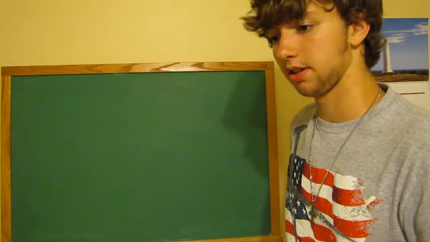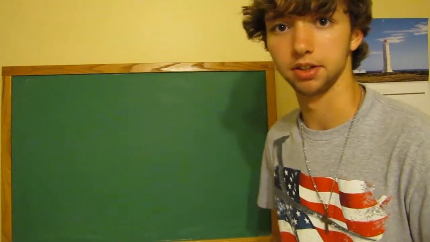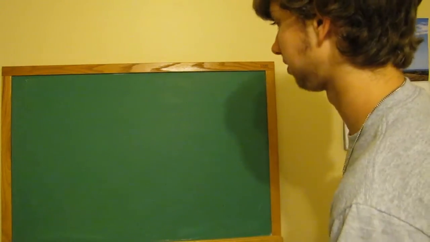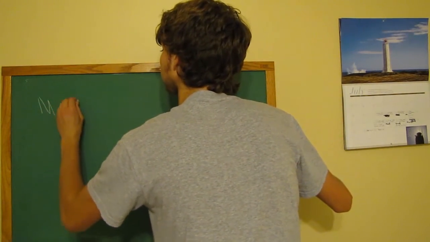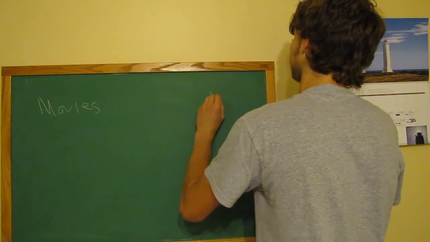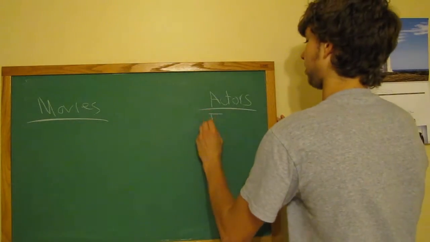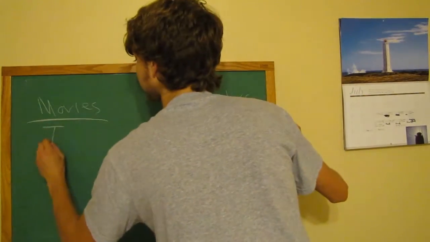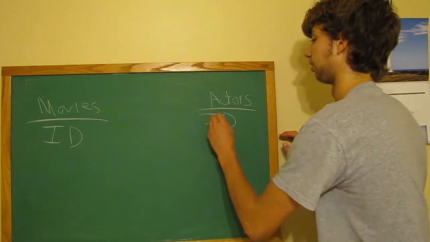So the way to fix this is, if you think about it, movies and actors is a many-to-many relationship, because a movie can have more than 1 actor and an actor can be in more than 1 movie. So either one is many-to-many, and you do not want a many-to-many relationship in your database. So the proper way to do this is movies over here and actors over here. And each one is assigned a primary key, ID, and ID. So I put these as movie ID and actor ID, but I don't have any room.